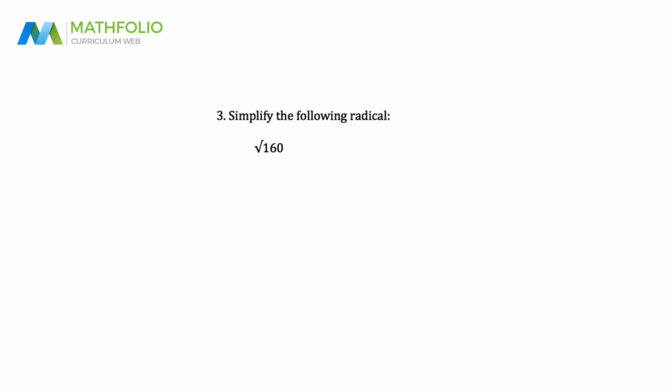Alright, question number 3. This is asking us to simplify a radical. So we learned about simplifying radicals earlier in the year. We've got to try and look for perfect square factors. So I know that this is the same as 16 times 10. Now that's good for us because 16 is a perfect square. We can take the square root of it.